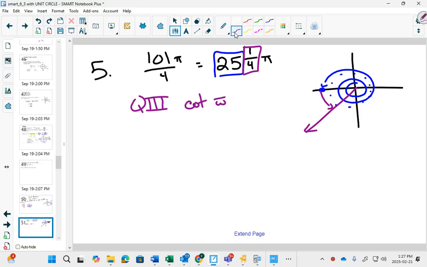Coterminal with, well, what is your pi over 4 in quadrant 3? 5 pi over 4.